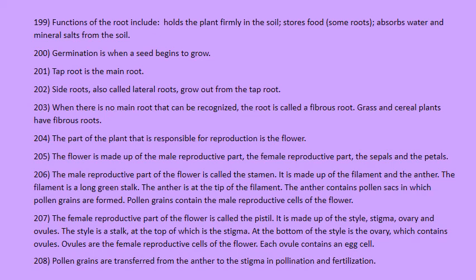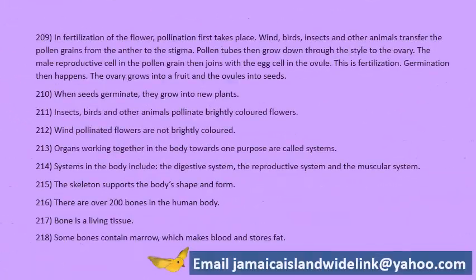Pollen grains are transferred from the anther to the stigma in pollination and fertilization. In fertilization of the flower, pollination first takes place. Wind, birds, insects, and other animals transfer the pollen grains from the anther to the stigma.